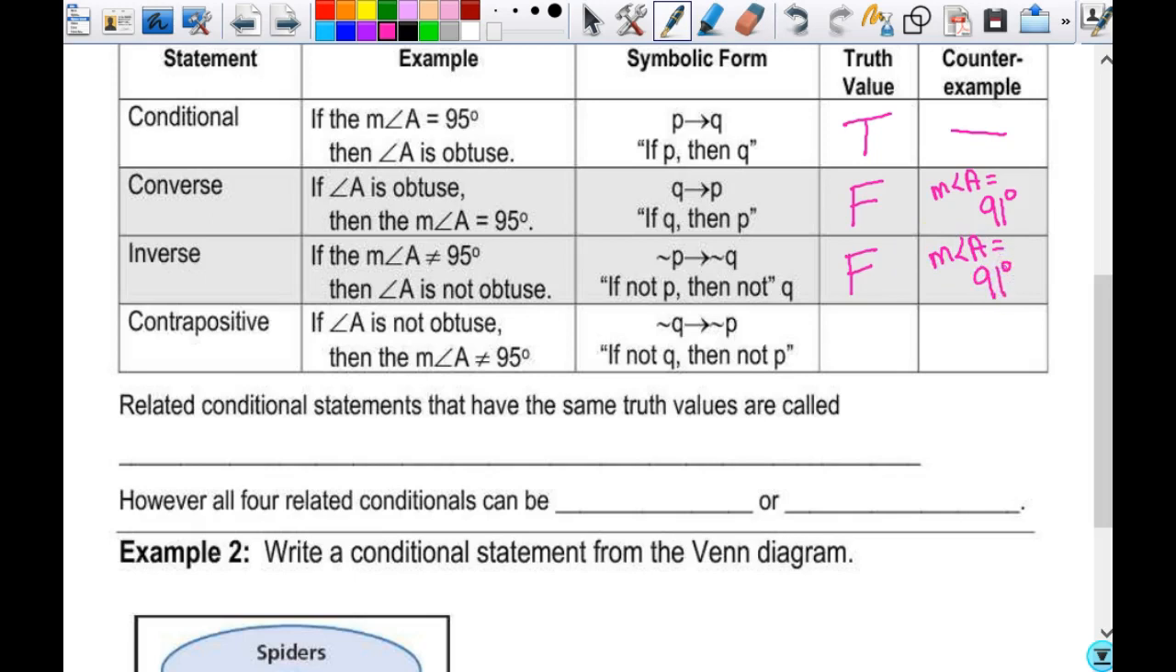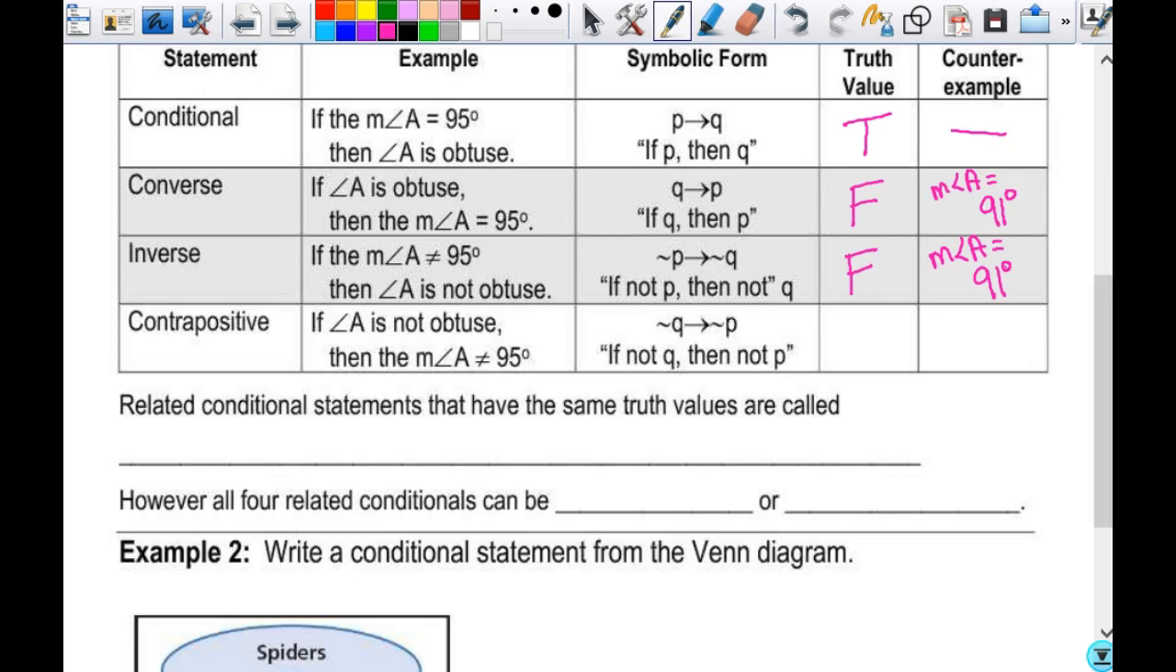So then if angle A is not obtuse, then the measure of angle A is not 95 degrees. Does it get a little harder to think through? I mean, this is a pretty easy concept, right? But once you start throwing all the nots in and flipping it around, you start to confuse yourself, even on something easy, right? I've got a way I'm going to make that a little bit easier in just a minute.